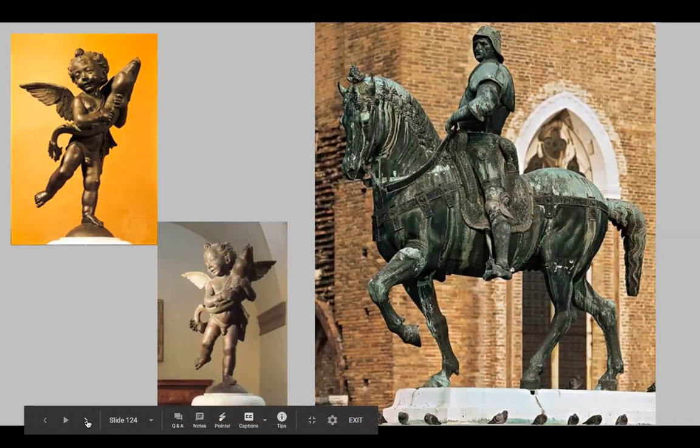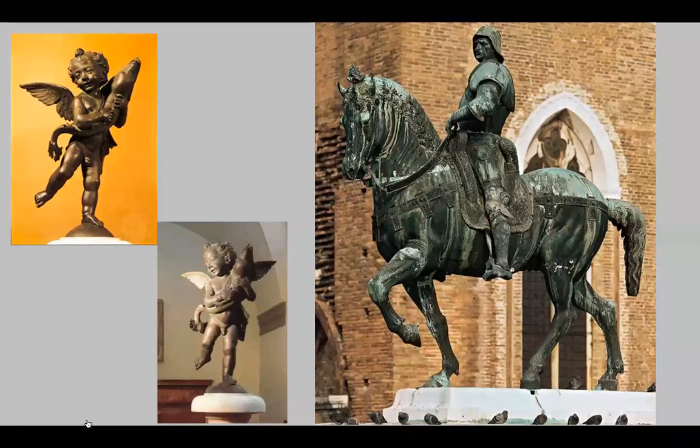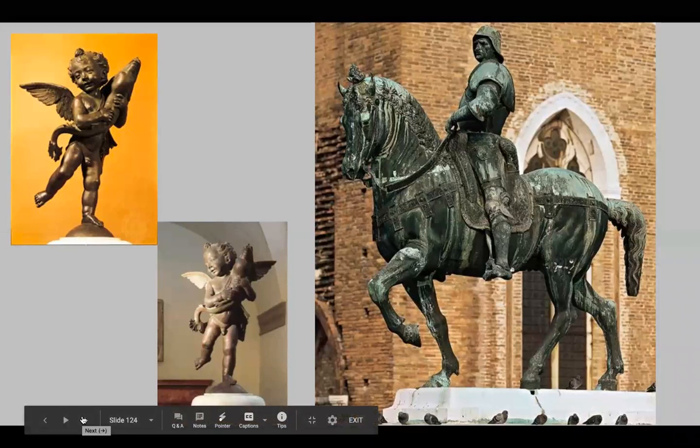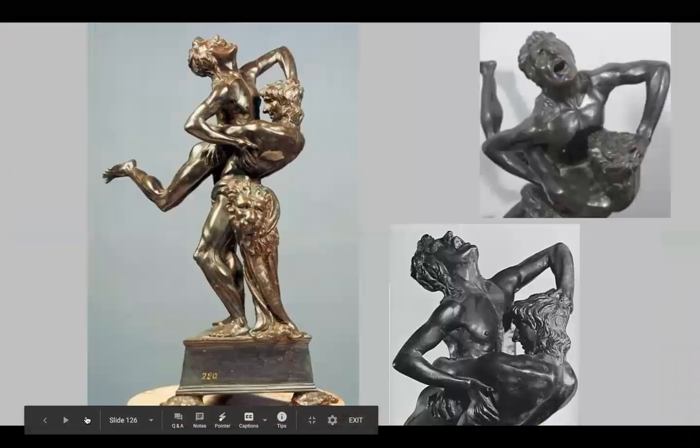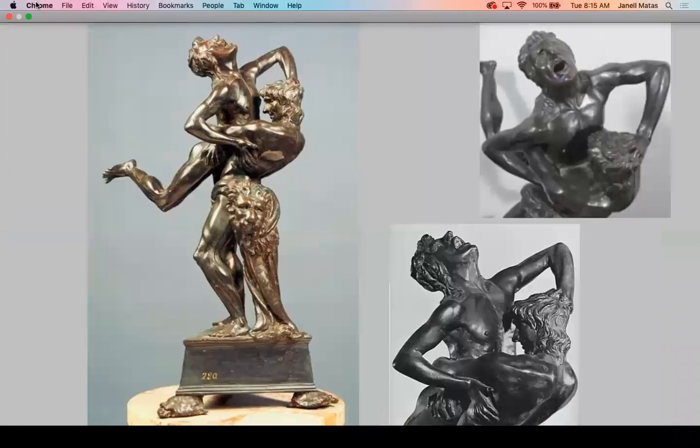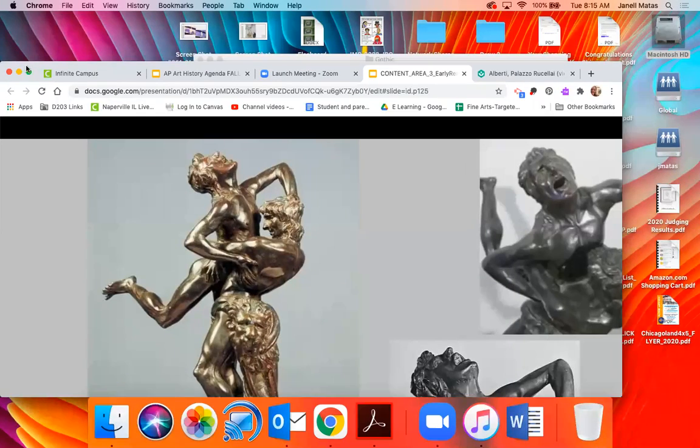This is Gattamelata. He was basically like a gun for hire. So he was a mercenary. He was a hired army general, right? And then this is, oh golly, now I can't remember his name either.